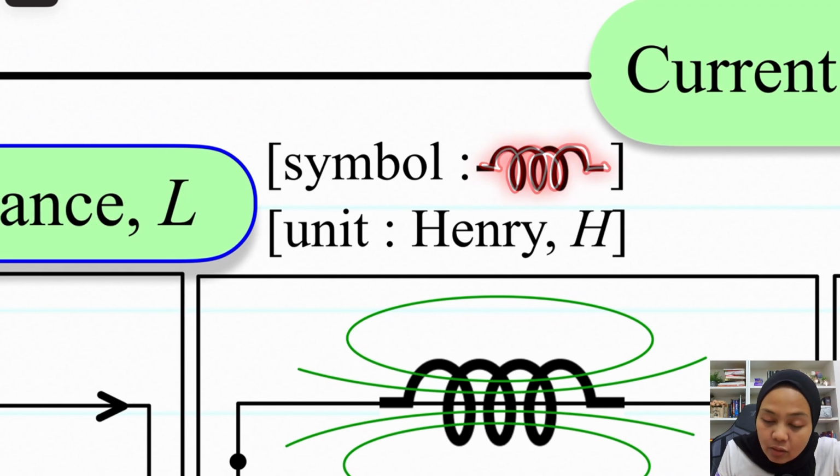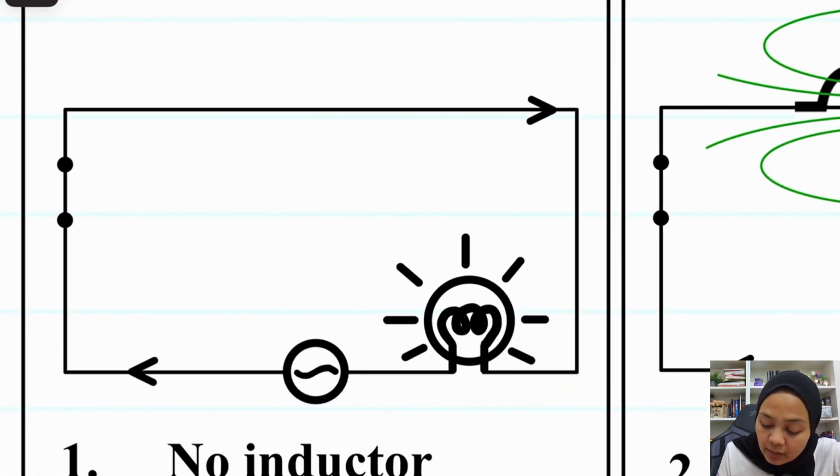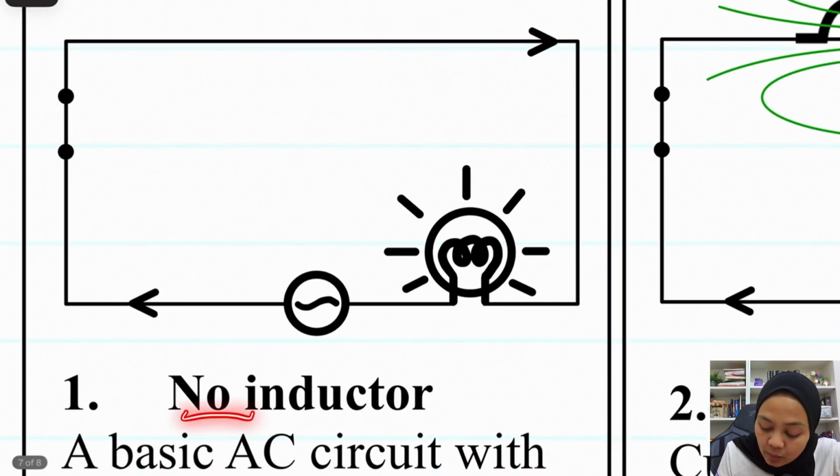It looks like a solenoid or sometimes a coil because it is actually made of such a shape. The unit for it is Henry, with the symbol H. Now let's take a look at this circuit. What we have here is an alternating current power source, and we also have a bulb and a switch. That's it. So let's start with this circuit with no inductor or coil.